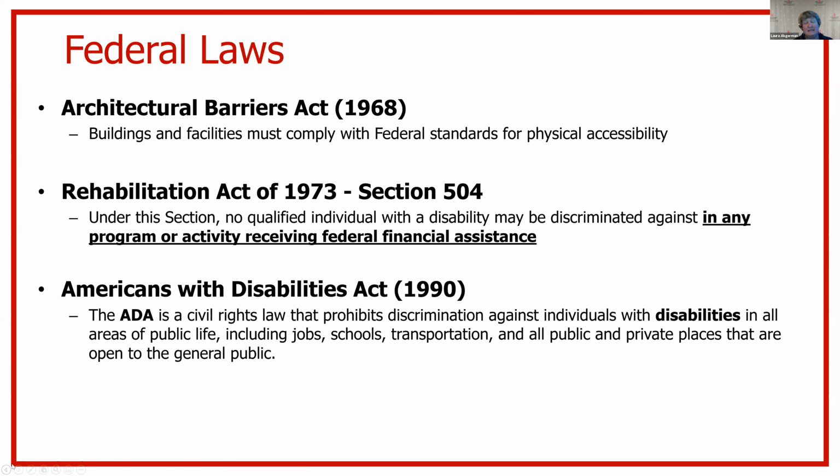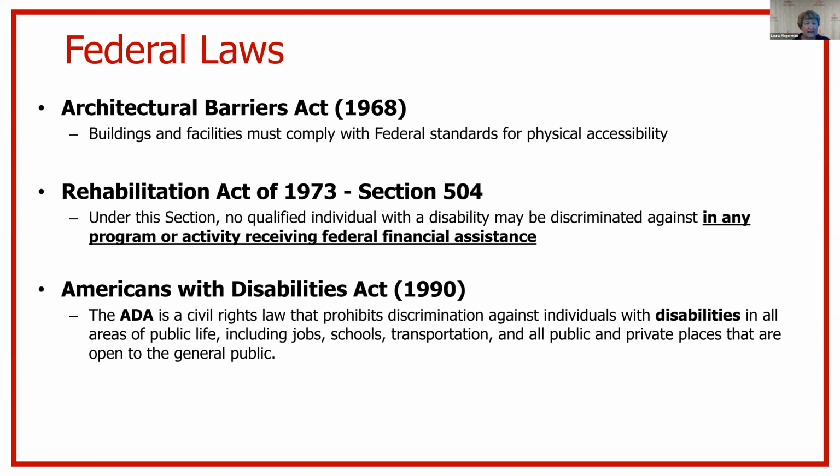So back in 1968, the Architectural Barriers Act said that buildings and facilities must comply with federal standards for physical accessibility. We're not talking about physical buildings or facilities today, but I know there are a lot of college and extension people online, and often that is a consideration.